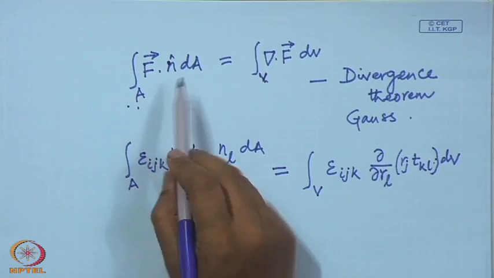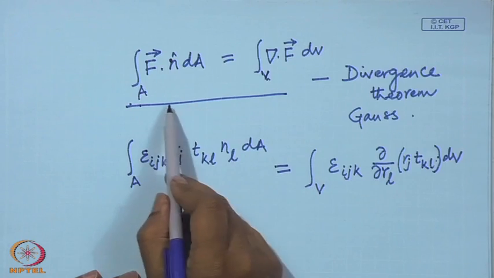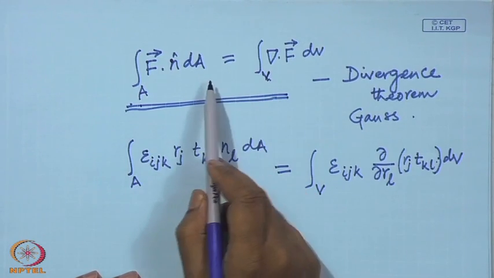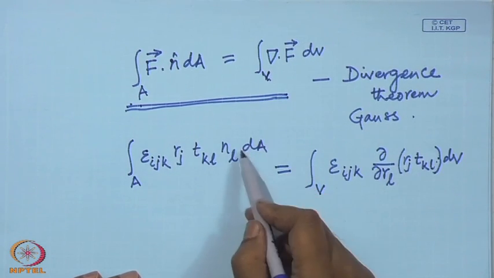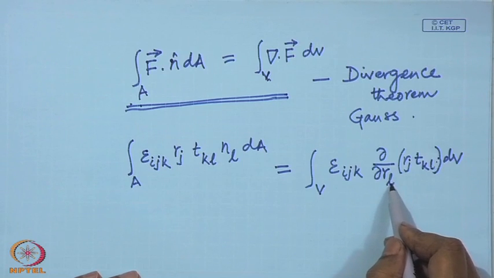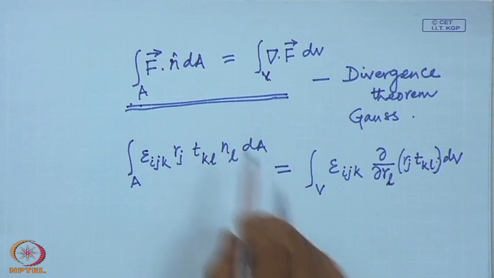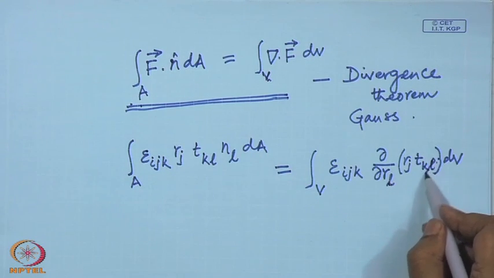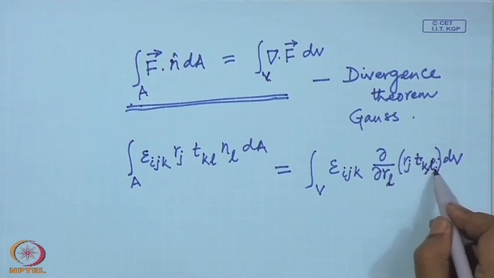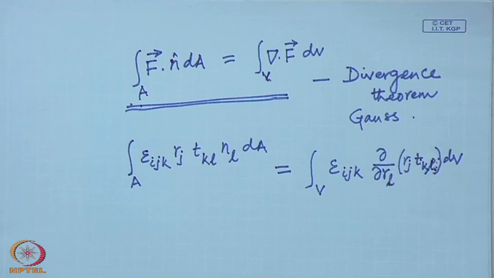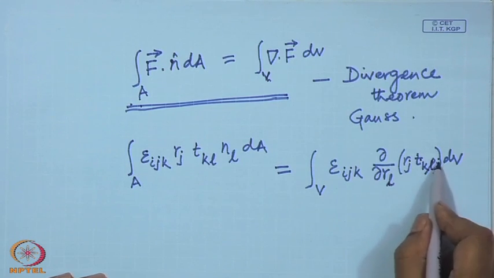This comes directly from this relation. Okay. And because of this N L, the divergence here is with respect to this r L. The divergence is written as r L, which is the second subscript for T. Okay. So, that is the only correction, that this N L will not be there.